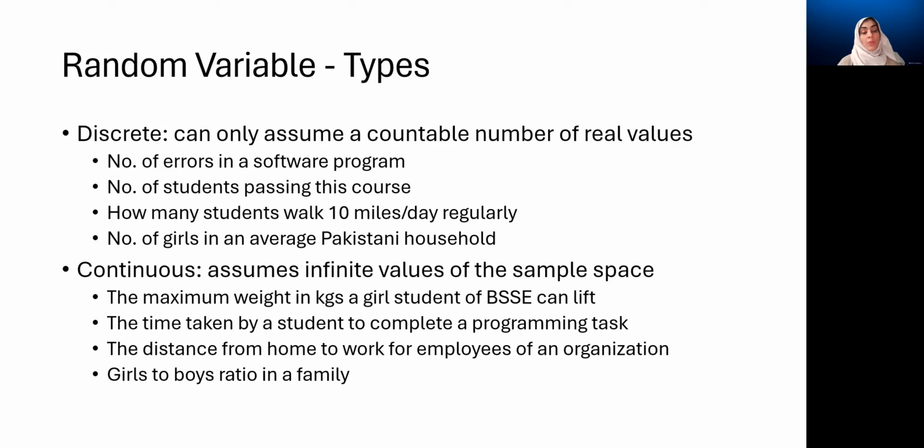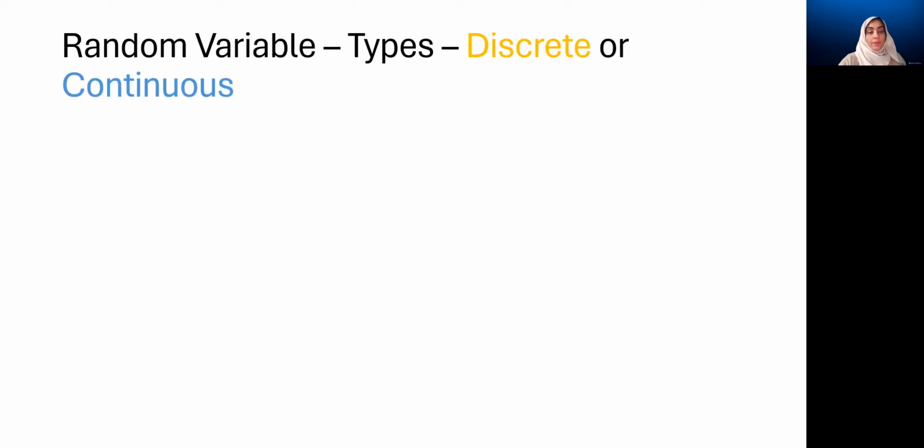For the continuous random variable, it can assume infinite values of the sample space. For example, the maximum weight in kilograms a girl student of BSc can lift, the time taken by a student to complete a programming task, the distance from home to work for employees of an organization, or girls to boys ratio in a family. Now you can see this, that with continuous random variables, you cannot possibly enumerate all the values that it can take on.